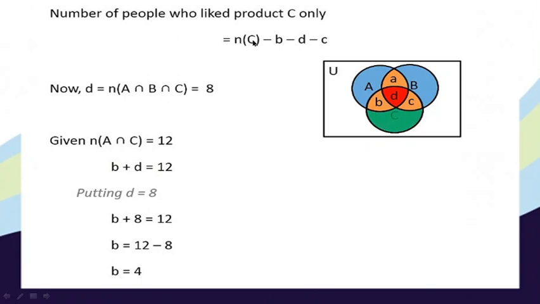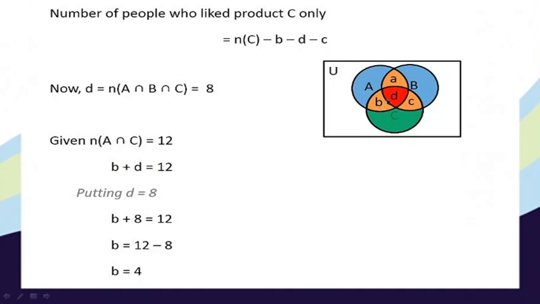So basically the number of people who liked product C only, meaning this green region, is equal to n(C), meaning all the elements in C, minus b minus d minus c. Now d is already given: d is the intersection of all 3 sets, given as 8 in the question. Now we have to find out the values of b and c so that we can find the number of people who liked only product C.